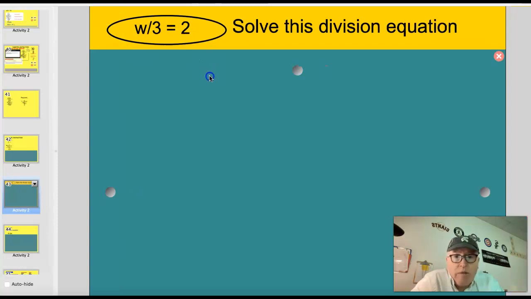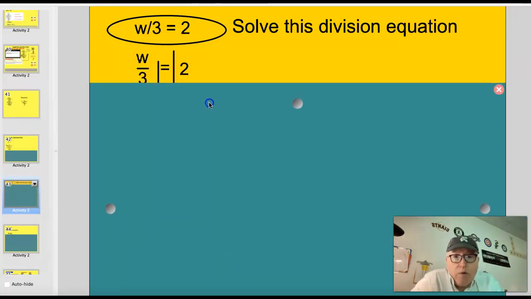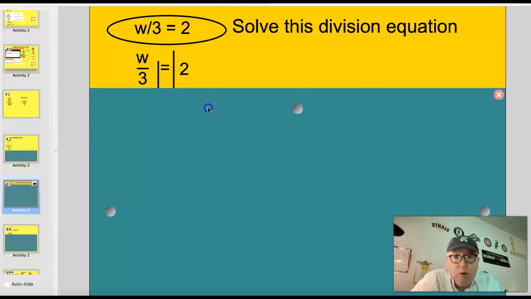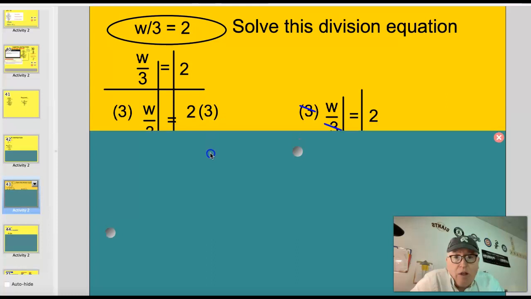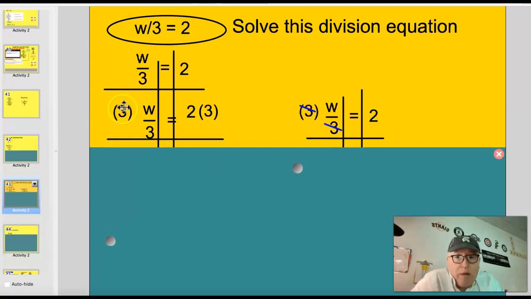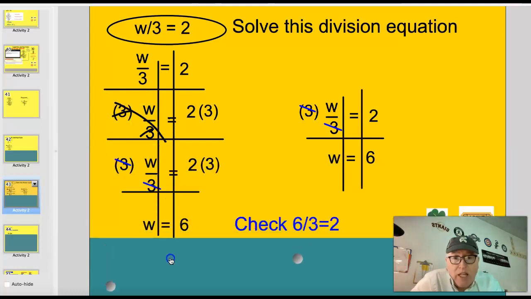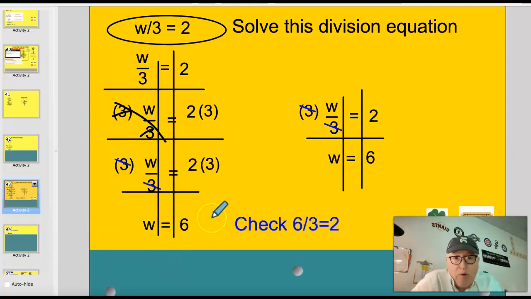All right, let's see how you did. All right, rewrote it. W divided by 3 is 2. We rewrote it as a fraction. And we've got multiplying by 3 on both sides here. Let's just show this cross off. These guys will cross off. Or if you want to, you can cross them off like this with one big line. You've isolated this W down here. You got W equals 6.